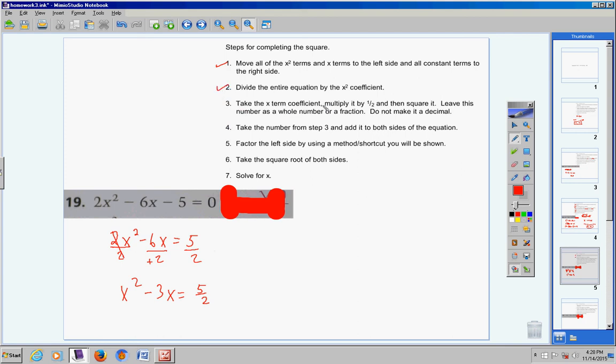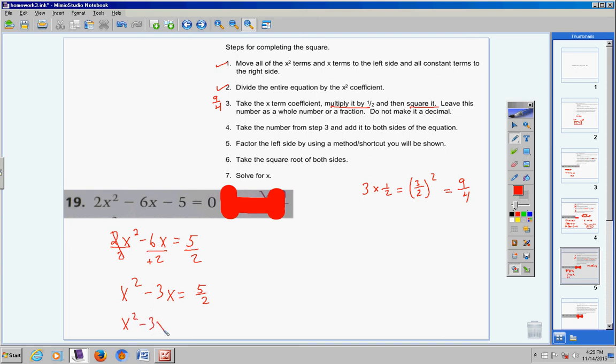Step 3 says take the x term coefficient. Well, here's my x term. Here's the coefficient. Multiply it by 1/2 and then square it. So here's my x term coefficient. I'm not going to worry about the sign. 3 times 1/2 gives me 3 over 2. And then you square that and you get, well, 3 times 3 is 9. 2 times 2 is 4, so 9 over 4. So that's the number I got from step 3. My special number is 9/4. Take the number from step 3 and add it to both sides of the equation. Okay, fair enough.